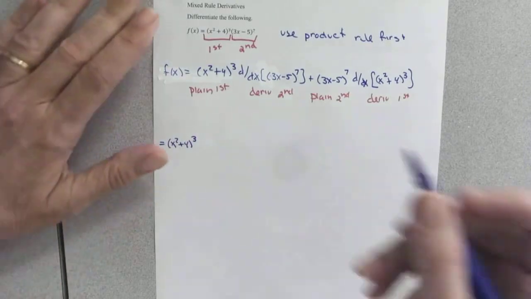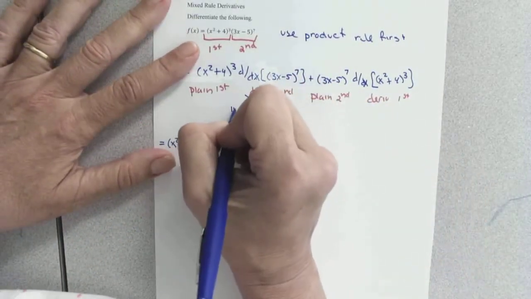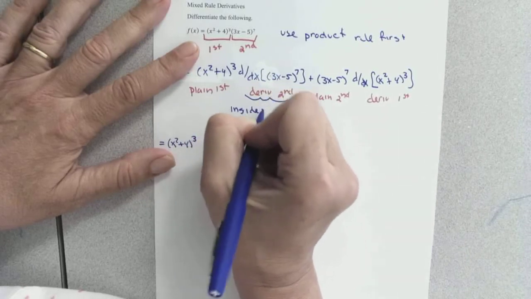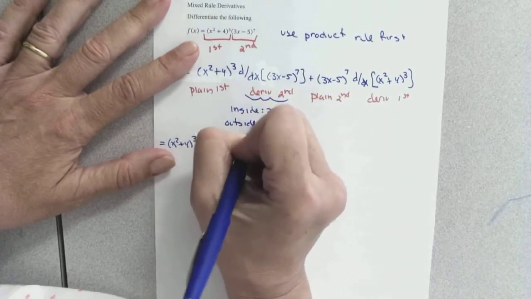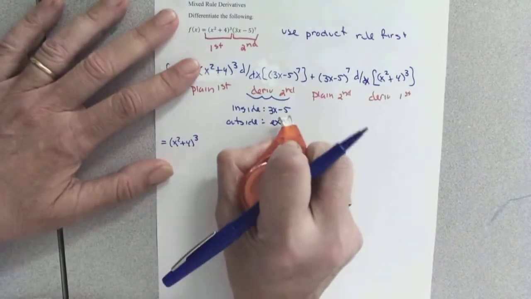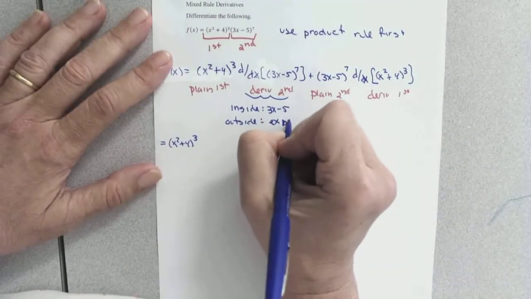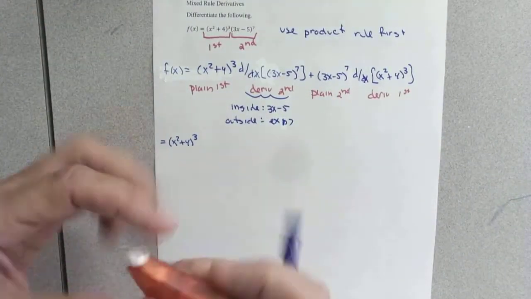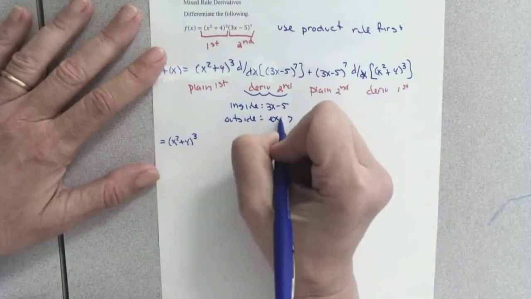But the derivative of the second, here it's going to be a chain rule. Inside, 3x minus 5. Outside, exponent 7. EXP stands for exponent. Exponent 7. So I switch to the chain rule now.